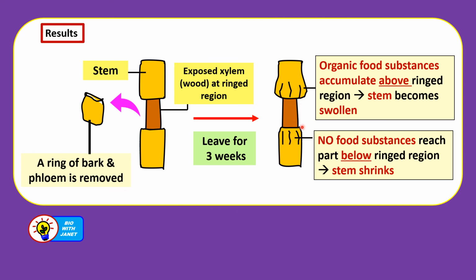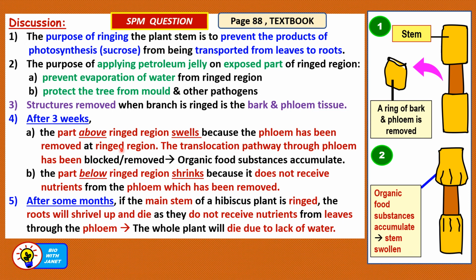But since it has been removed, no organic food substances reach the lower part of the stem below the ringed region. So the stem will shrink because of lack of organic food substances. So this is the discussion for the bark ring experiment, and it's also to answer the questions in the textbook related to this experiment, which is found on the page here.